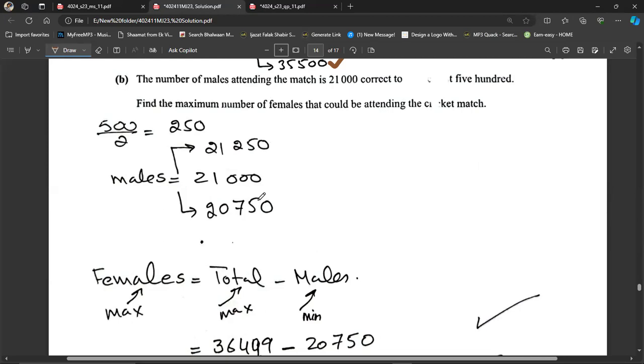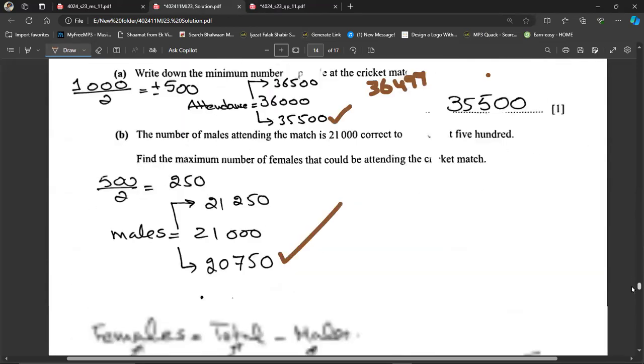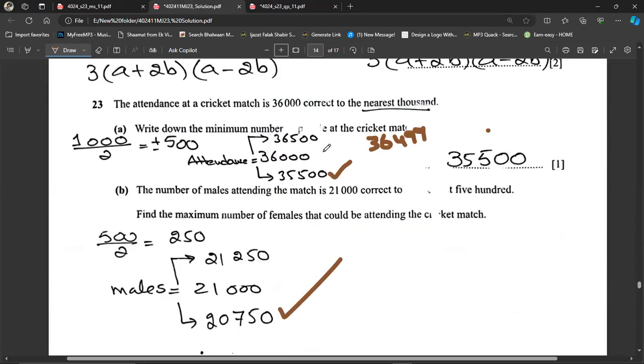Now their question is find the maximum number of females. So the females will be total people minus the male. The remaining will be female. You want its maximum answer. So the total people, you have to take its maximum, and the male, you have to take its minimum. So minimum male is this. The maximum of the total, now that thing is important, which I was talking to you, is this number.